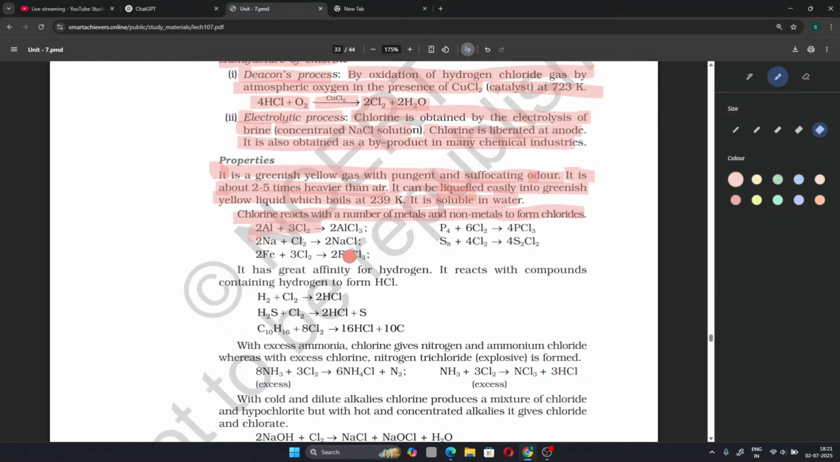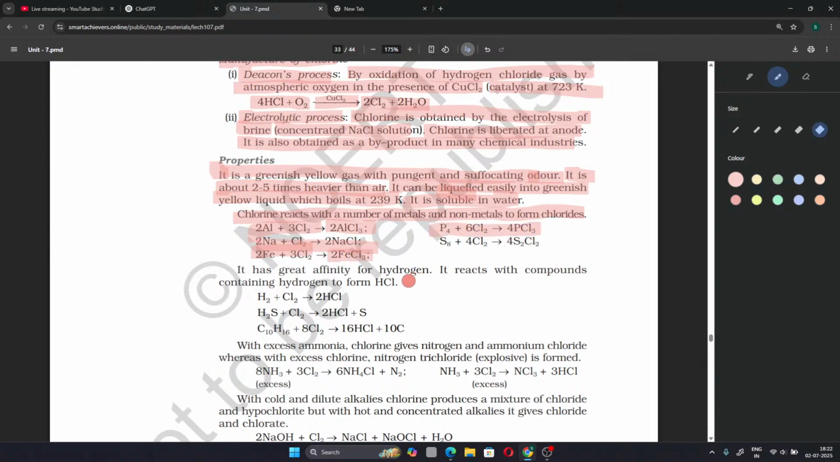Al plus 3Cl will give aluminium chloride, and anhydrous aluminium chloride is used as a strong oxidizing agent. And our common salt, Na plus chlorine will give us our common salt. Iron plus chlorine will give ferric chloride.